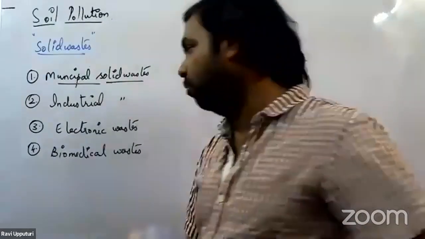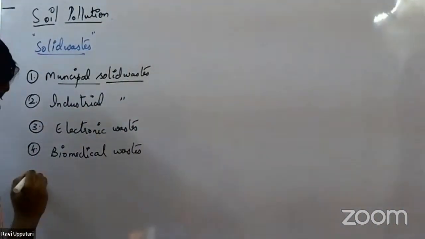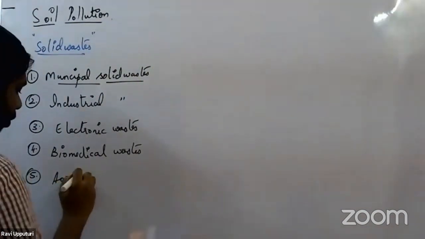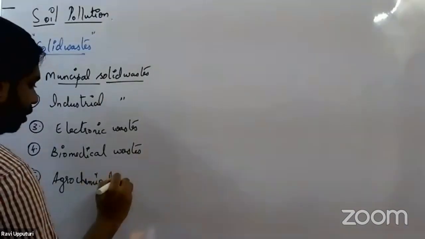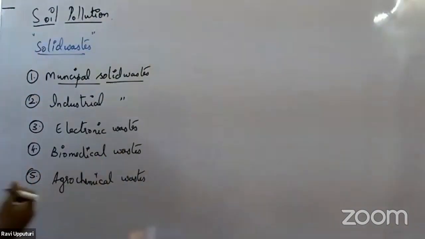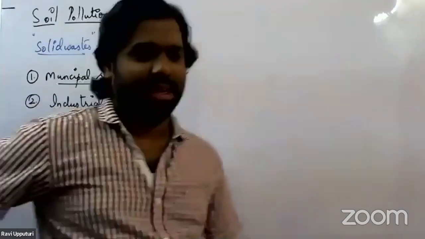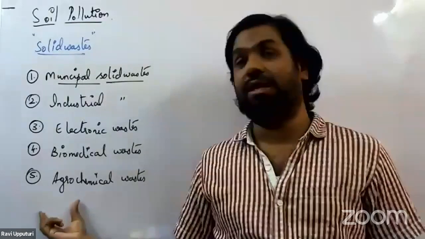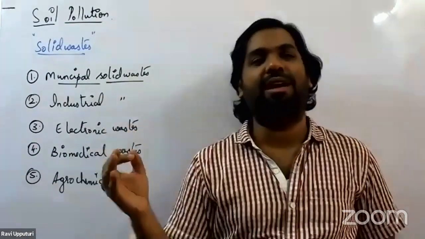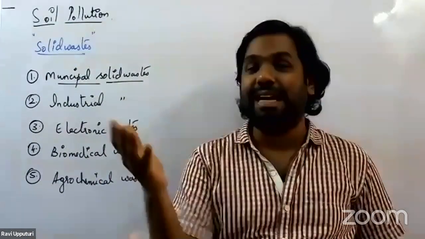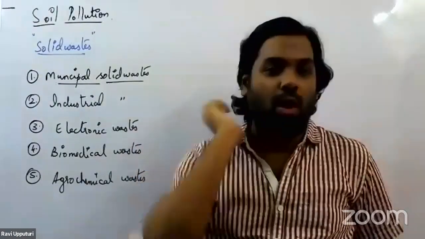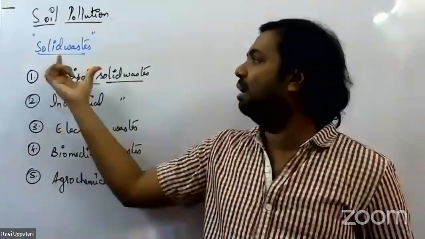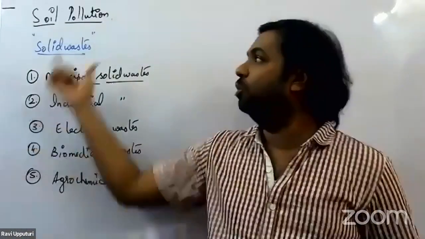Right. And the last type of solid waste we have is called agricultural waste or agrochemical waste. So what does this include? All the fertilizers, the pesticides, the herbicides, all of them constitute the agrochemical waste. All these fertilizers, pesticides, herbicides, insecticides, along with water pollution, also lead to soil pollution. So these are the major sources of soil pollution.